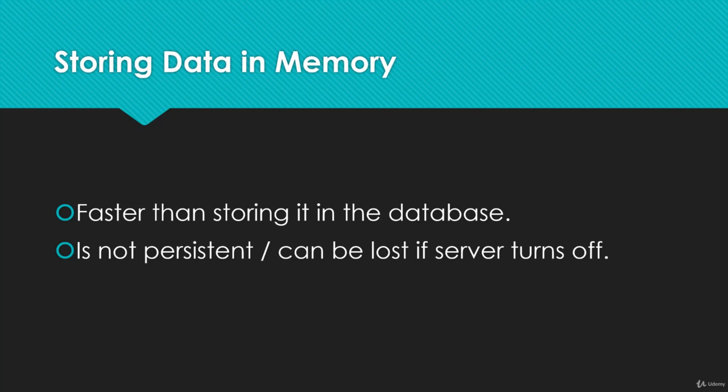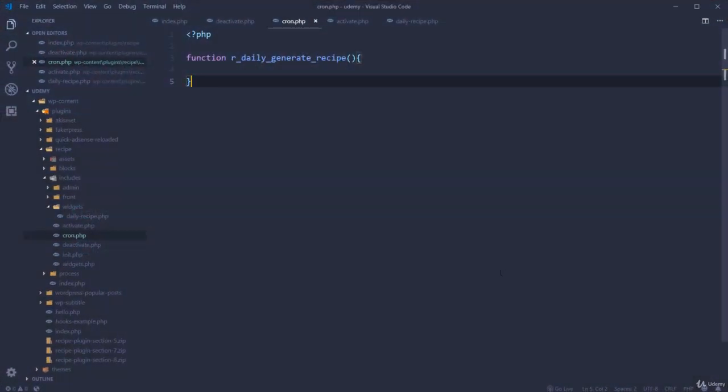The problem with storing data in memory is that the data is not persistent. That means that if the server was to unexpectedly shut down, then any data would be lost. You shouldn't store any important or sensitive data in memory. For our case, storing the recipe of the day will work just fine. Even if the data gets lost, the cron job will end up storing another recipe of the day. This is why we're using the Transients API.